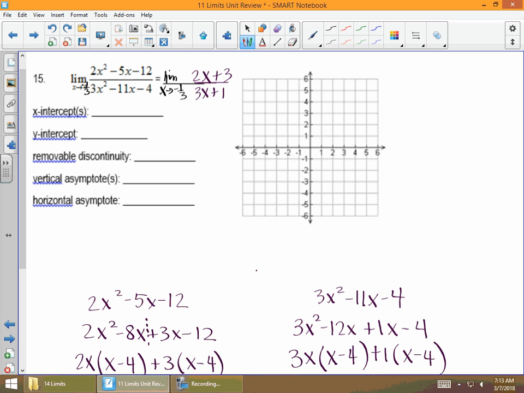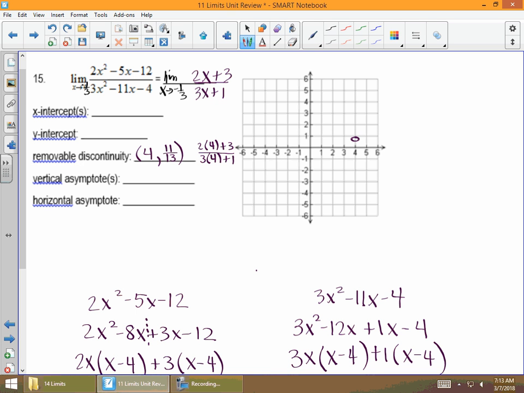All right, my removable discontinuity, let's do that before we forget about it since I did factor below there. Since my removable discontinuity is x minus 4, 4 is the x value. And if I plug into my canceled function, I'm going to get that y value for the removable discontinuity. So 2 times 4 plus 3 over 3 times 4 plus 1. So 8, 9, 10, 11, 12, 13, 11 over 13. So there's my removable discontinuity.